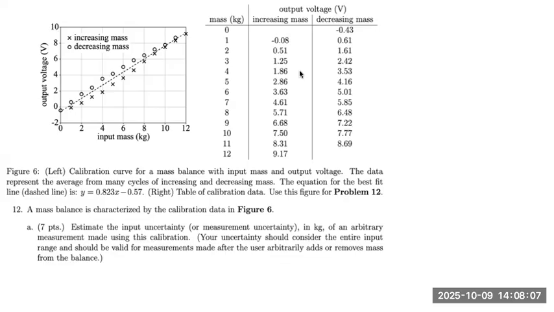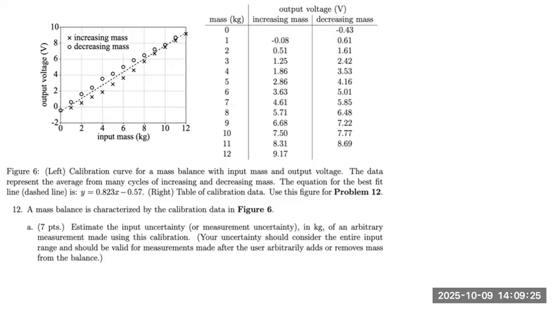So a mass balance is characterized by the calibration data in figure 6. Estimate the input uncertainty, in kg, of an arbitrary measurement made using this calibration. The mass balance is characterized by the calibration data in figure 6. Estimate the input uncertainty or measurement uncertainty in kg of an arbitrary measurement made using this calibration. Your uncertainty should consider the entire input range and should be valid for measurements made after the user arbitrarily adds or removes mass from the balance.